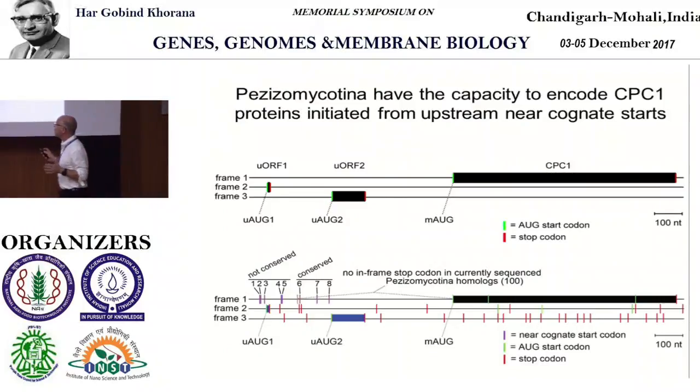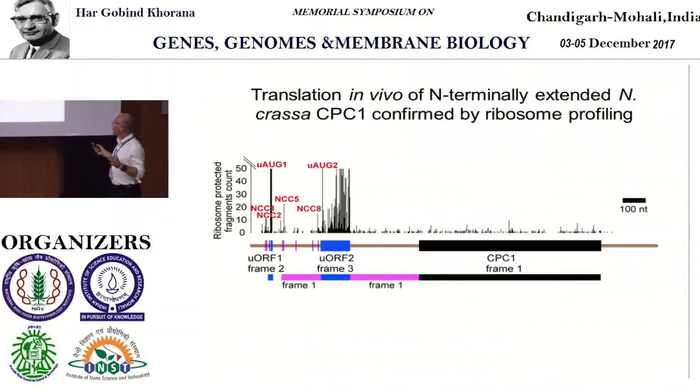So when we looked, we saw that this reading frame for CPC1 was open. There wasn't a single stop codon in this entire reading frame in over 100 different Pezizomycotina. And furthermore, we saw when we did the ribosome profiling that there were lots of signals there in the same frame.